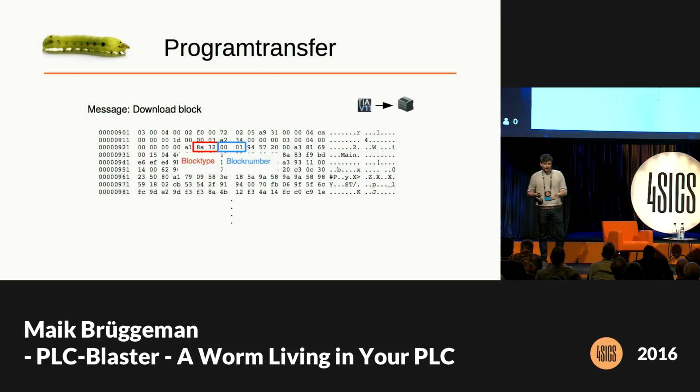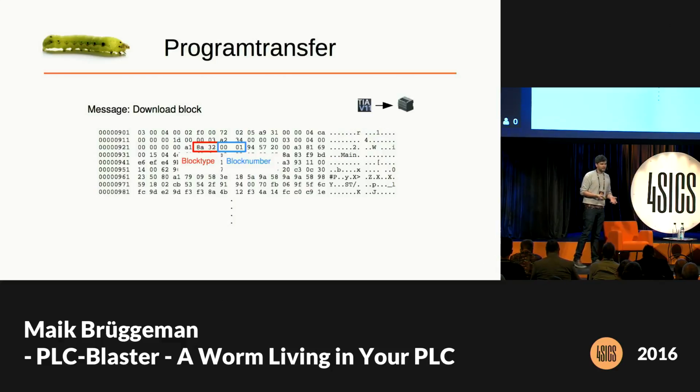Then there's another message which is interesting for our work. It's a program transfer message. It has the same structure as I mentioned before, but there are two new interesting fields in the message head. The first is the block type. It defines which type of block we want to transfer, for example, a data block or a function block, the ones I mentioned before. And there's a block number. The block number is the place where the block is stored on the PLC.